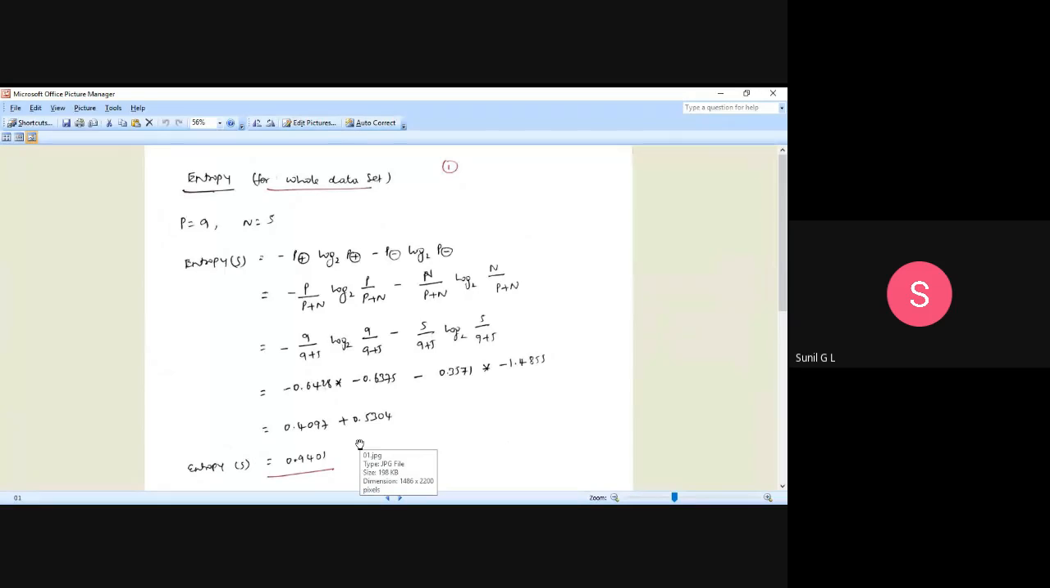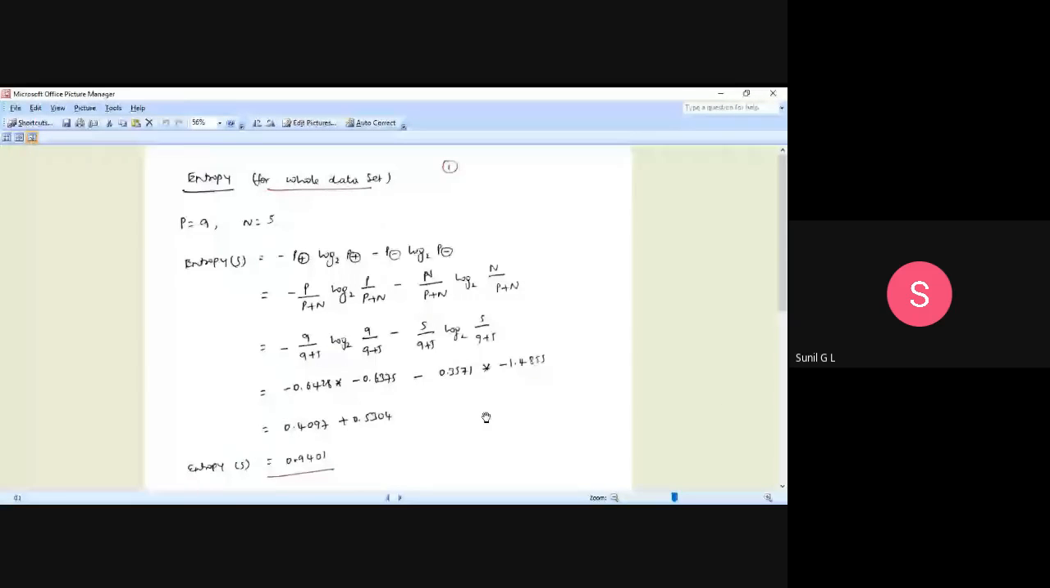When you calculate the entropy of a data set, we need to find how many positives are there and how many negatives are there. Based on that, we will substitute the values of positive and negative in this formula and we will get the final thing. That is the entropy of the particular data set, 0.9401. Like that we will calculate the entropy of a data set. I have calculated the entropy of a data set.